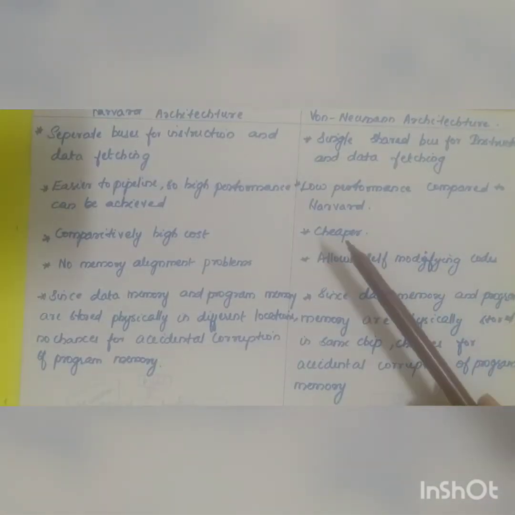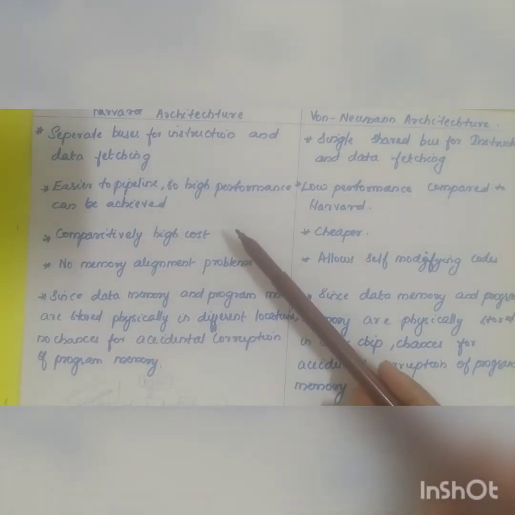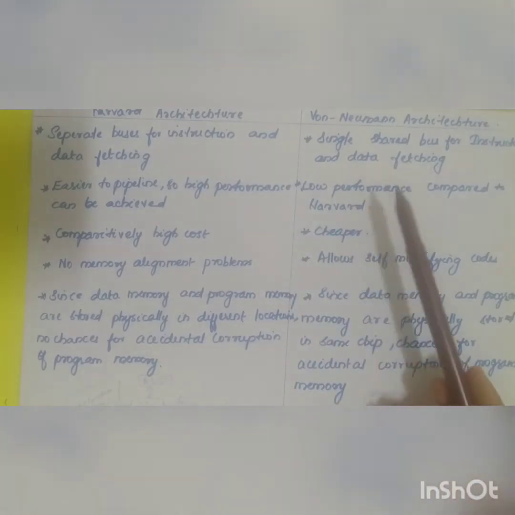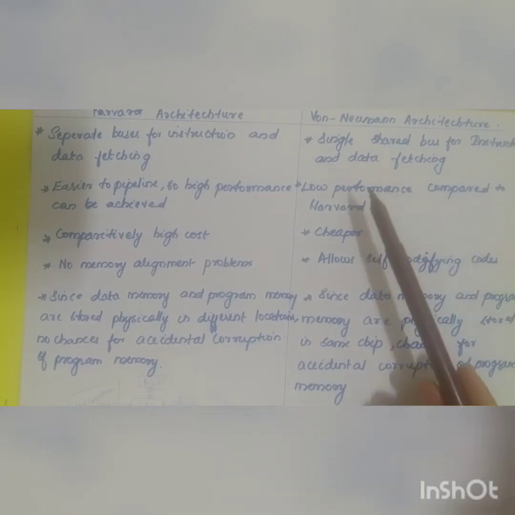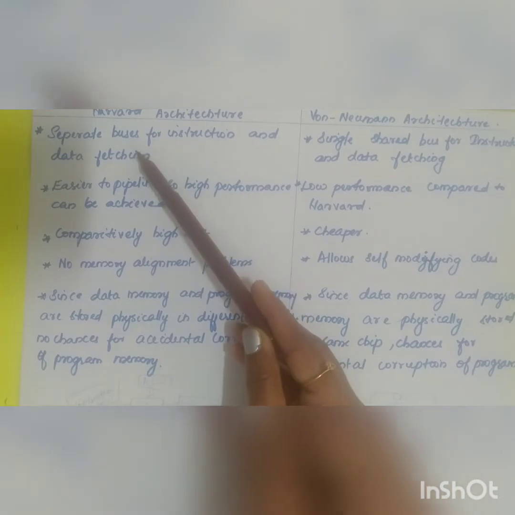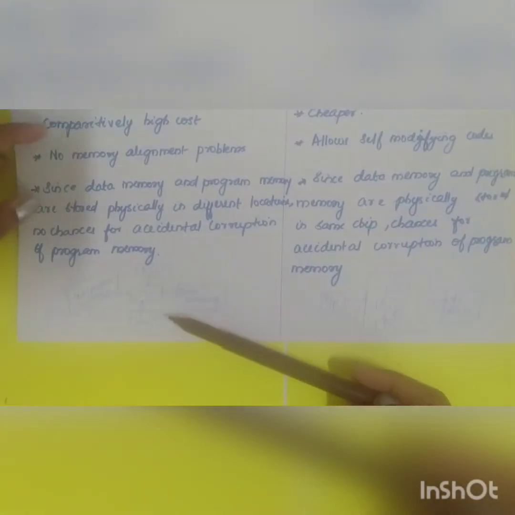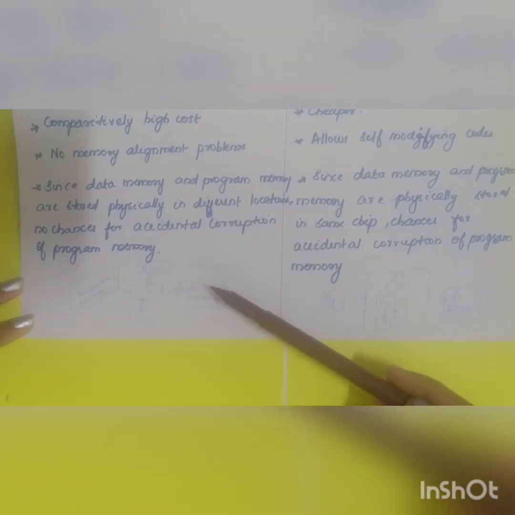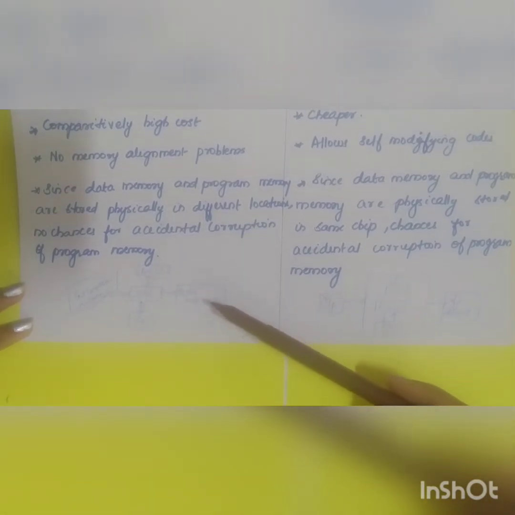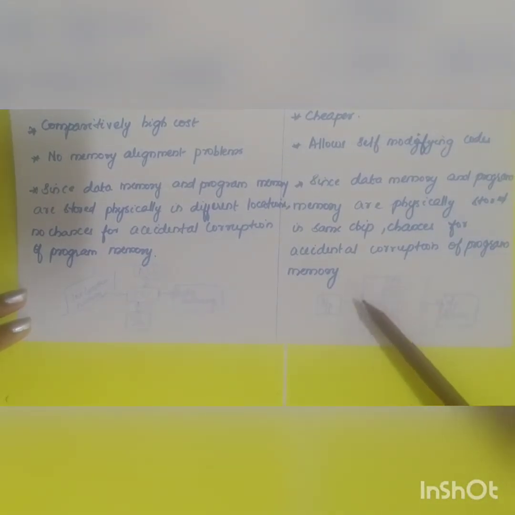The last topic in the first section of your module 3 is the difference between Harvard architecture and von Neumann architecture. The main difference lies in the fact that Harvard architecture uses a separate bus for instruction and data fetching. See here, this is the diagram of your Harvard architecture, where it uses separate buses for instruction and data fetching, whereas in the case of von Neumann architecture it uses a shared bus for instruction and data fetching.